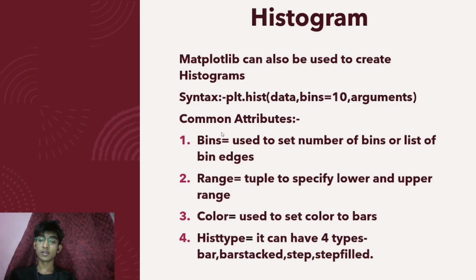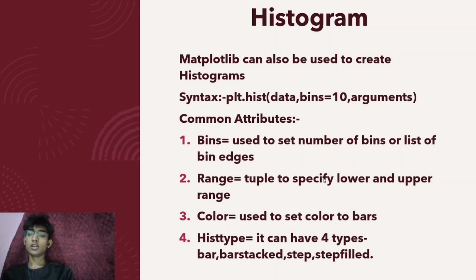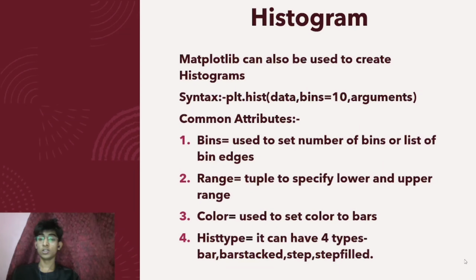Let's discuss some common attributes. The main attribute in the hist function is bins, that is, the number of bars. It is used to set the number of bins or a list of bin edges. I will show in my code editor how it works. Then we have range, a tuple to specify the lower and upper range. We can specify the color of the histogram bars using color, and we can also specify the histtype. It is of four types: bar, barstacked, step, and stepfilled. Each one has its own advantages. We will see in the code editor.